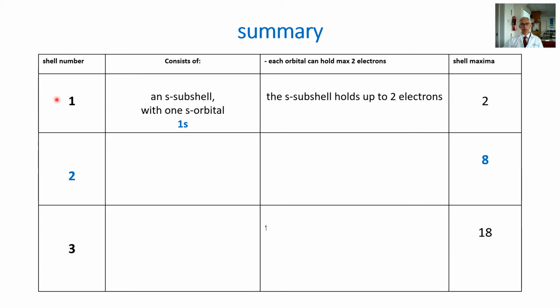So shell number 1 consists of an s subshell. An s subshell just has 1 s orbital, which was spherical if you remember, and we label that subshell 1s. The s subshell holds up to 2 electrons, so the shell maximum for the first shell is 2. Could you complete a similar summary for shell number 2? Pause the video. When you've done that, resume the lesson.